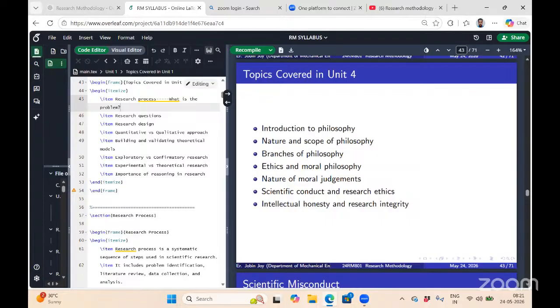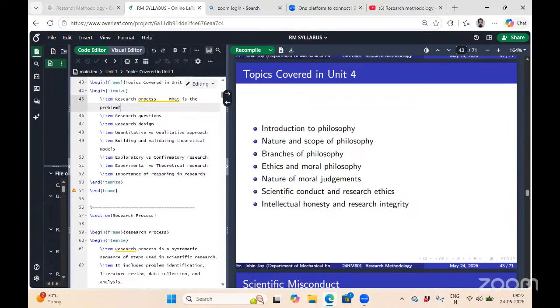Metaphysics will study reality and existence. Epistemology will study knowledge and belief. Ethics is dealing with which one is right, which one is wrong, and logic means reasoning and arguments. Aesthetics represents beauty and art.